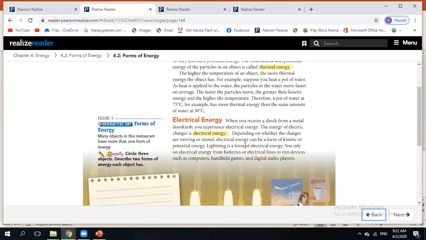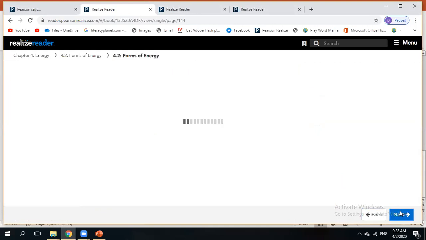Take care. The lightning is a form of electrical energy, and it has positive and negative charges. This is electrical energy. And take care, this lightning can cause shock if it touches anybody, if it's so strong. So lightning is a form of electrical energy. What about electromagnetic energy?